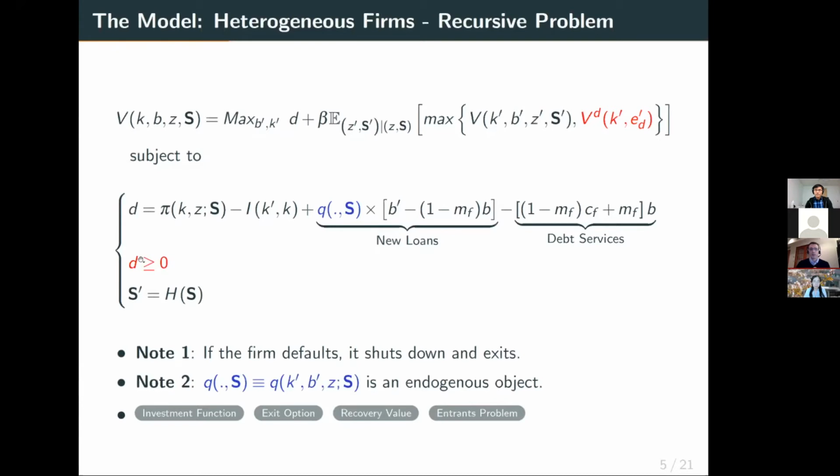Now I'm imposing a non-negative dividend constraint that is purely for simplicity. It's not a critical assumption. And this is just to avoid modeling the equity issuance problem of the firm. And the last equation that you have here is just the perceived law of motion for all the aggregates of the economy, okay, including the distribution of the firms.